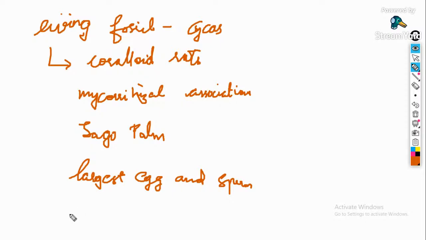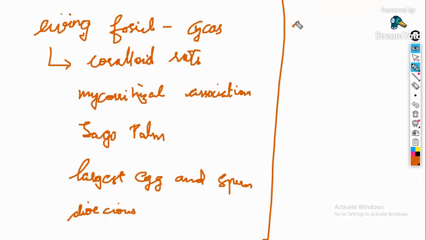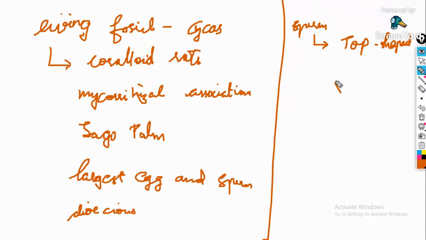Then cycas is dioecious. Then the sperm of cycas is top shaped, like this, okay. Top shape. The rotating, spinning top. Okay. That's all for cycas.